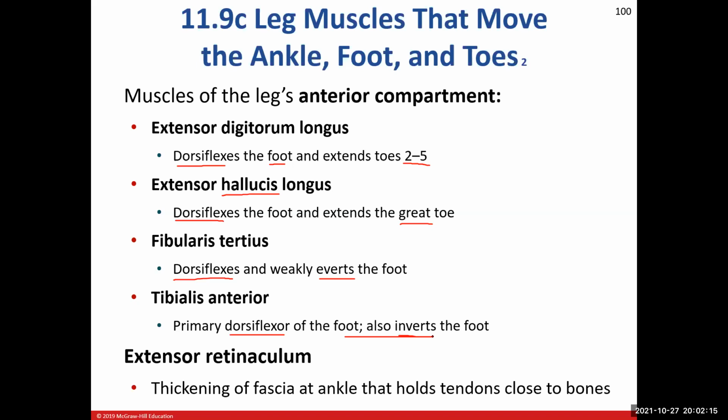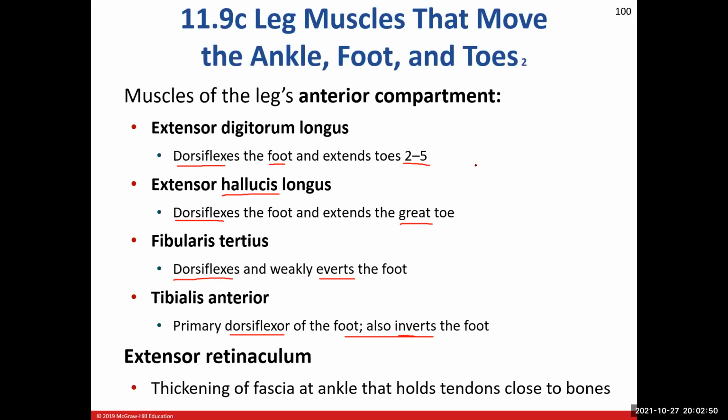That is inversion. Now, don't forget about this structure at the bottom here called the extensor retinaculum. We talked about retinaculum in the upper extremity, and it's just a connective tissue. It's this thickening of the fascia that is going to hold the tendons, right? Because the muscle belly of a lot of these muscles are going to be in the leg, but yet their tendons are going to go out to your digits, your toes. But if you look down at your foot, you can't see these tendons very well.